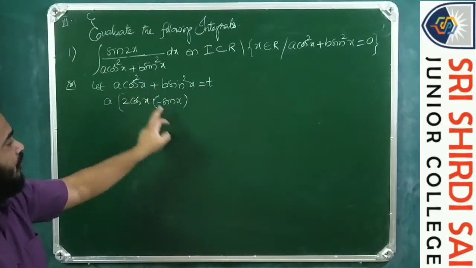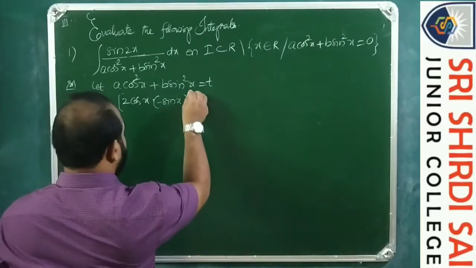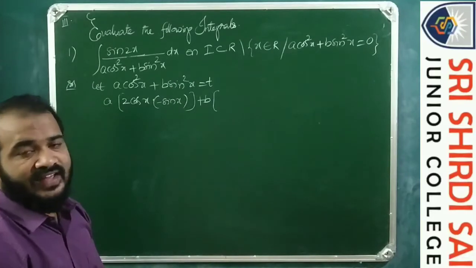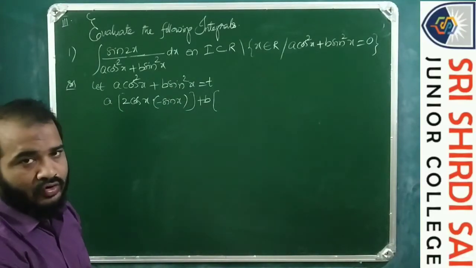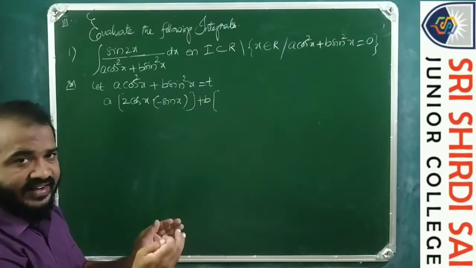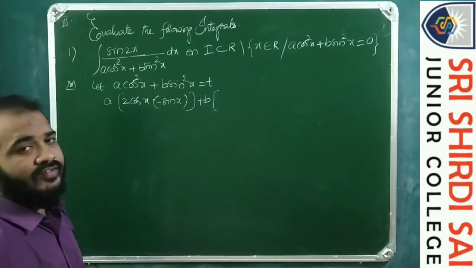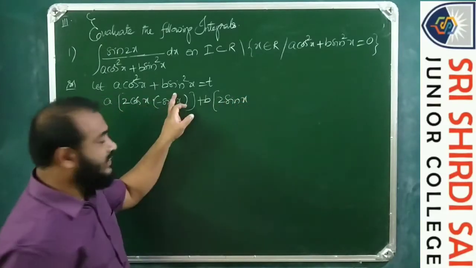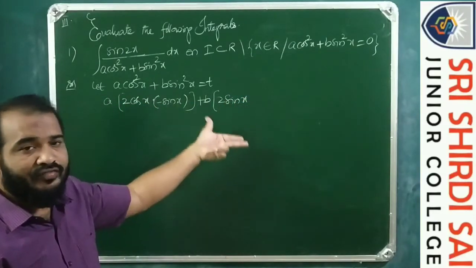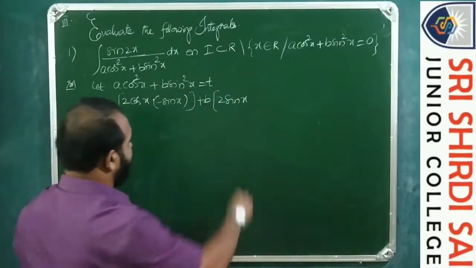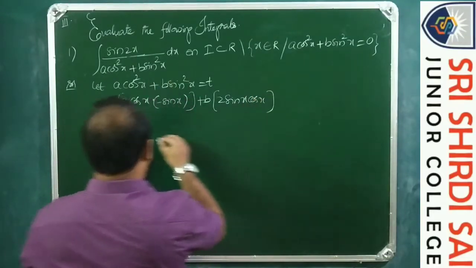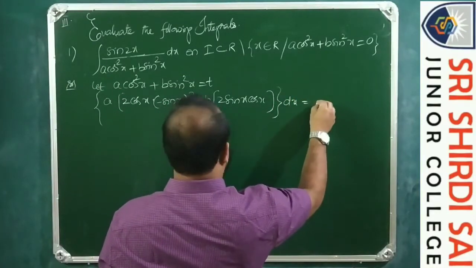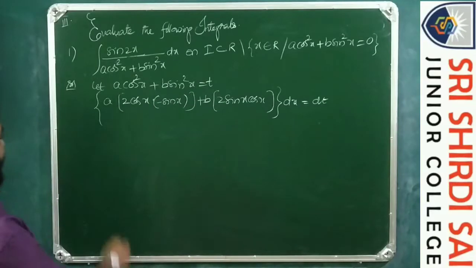So d by dx of cos x is minus sin x plus b into sin square x is nothing but sin x whole square. Sin square x derivative we don't know. So sin x whole square. Sin x if you take x, x square derivative is 2x. So 2x is sin x. Since sin x is treated to be x, we have to differentiate d by dx of sin x, which is cos x, whole dx is equals to dt.